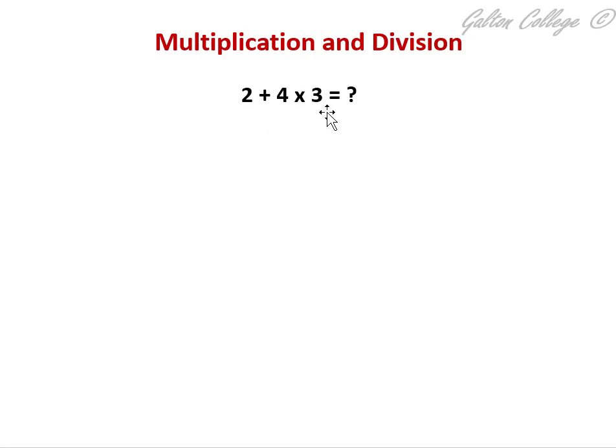2 plus 4 times 3. Well, do the multiplication first. 4 times 3 is 12. 12 plus 2 is 14. I plumped for the answer 14, but if we didn't know what the rule was, we go 2 plus 4 is 6. 6 threes are 18. Different answer. We must do the multiplication and the division first.